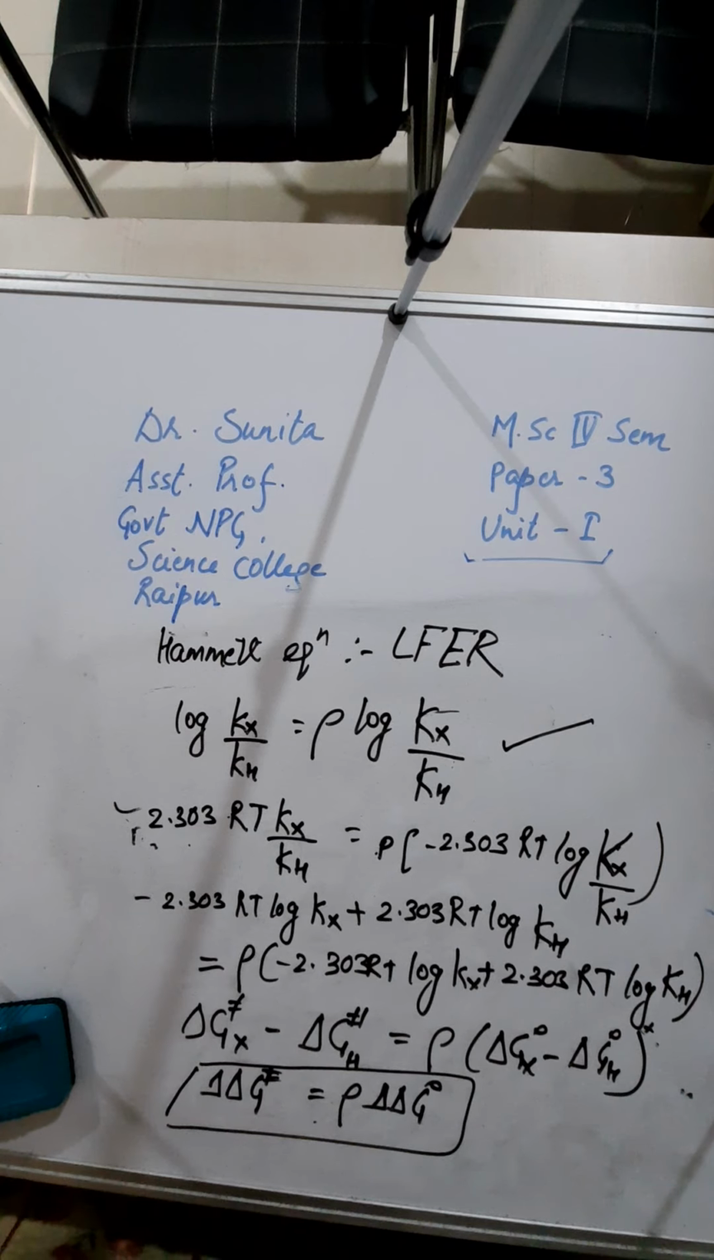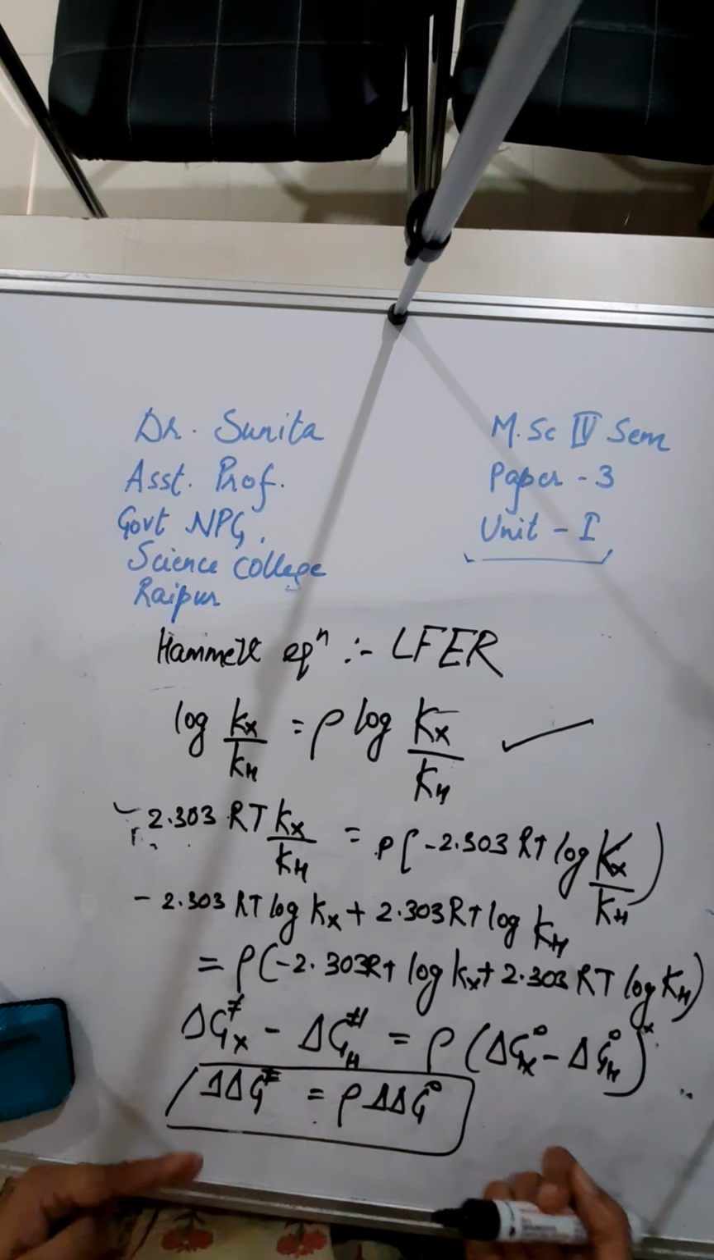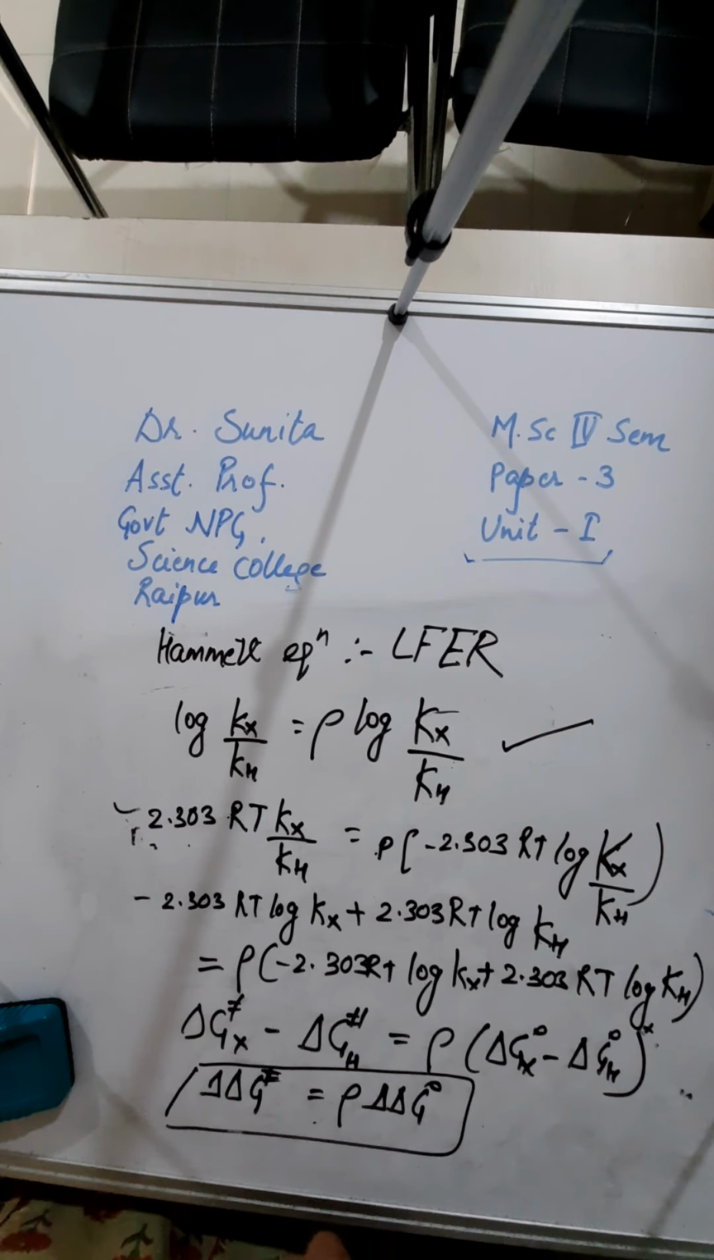Now there is a linear relationship, called the linear free energy relationship, between the activation energy induced by a substituent and a parameter that describes the electron donating or electron withdrawing characteristic of a substituent. That is why it is known as the linear free energy relationship, because it is a linear plot and we are correlating it with the free energy change.